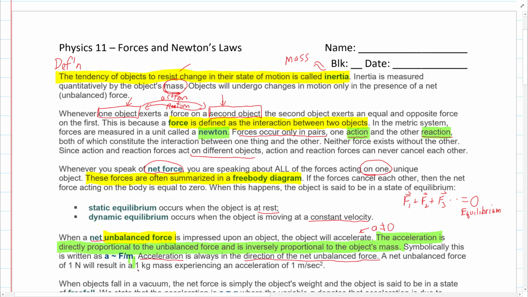So 1 newton is equal to 1 kilogram accelerating at 1 meter per second squared.